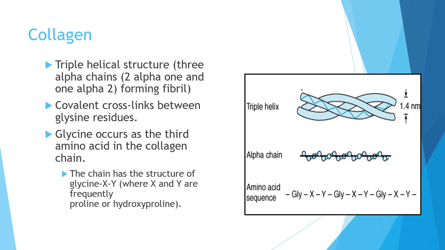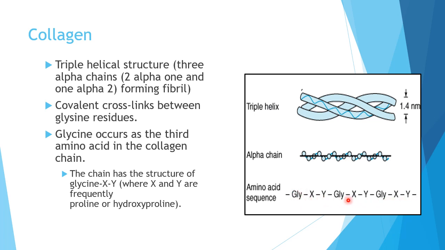So again, collagen is a major protein in the bone and cartilage, as we're going to see. The collagen, as you can see here, is a triple helix. It means it's three chains forming a helix. There are covalent crosslinks between the glycine. The glycine is every third amino acid.